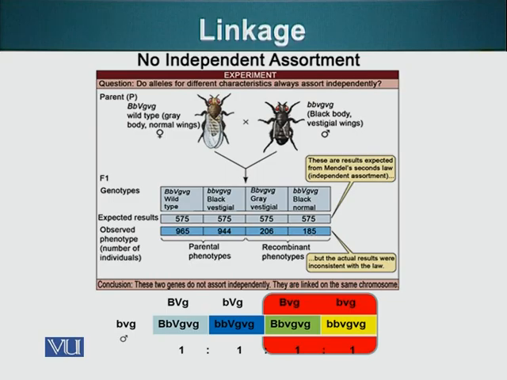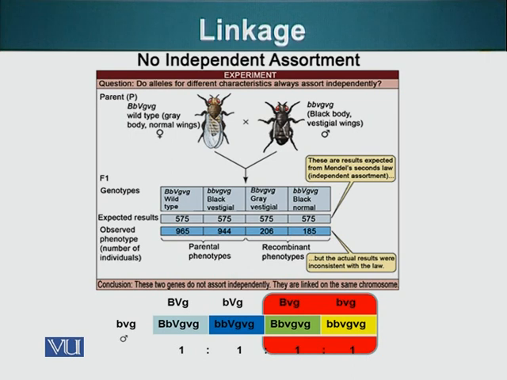This is the result of Morgan's experiment. This is the expected result if these genes were assorting independently. We will get progeny with a ratio of 1:1:1:1. The observed phenotypes were as follows. As you can see on the screen, I have highlighted them. Pretty much it was 1:1 between the parental phenotypes. That is, gray body, normal wings, and black body, vestigial wings. What is more interesting here is that a small number of individuals had non-parental phenotypes.